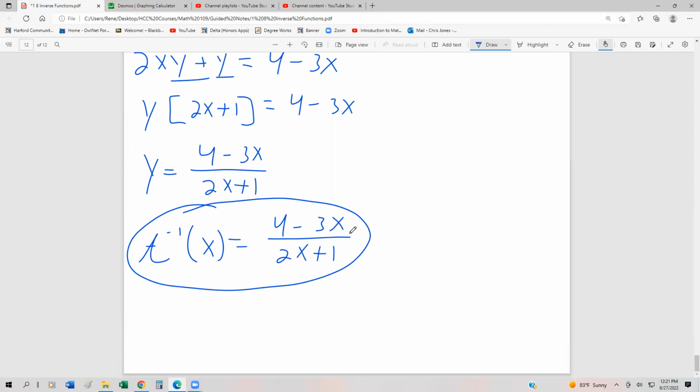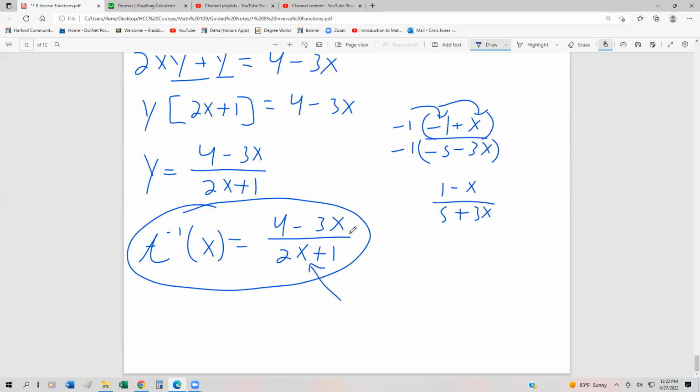This is completely unrelated, but let's say we had this expression of -1 plus x over -5 minus 3x. What we could do is multiply the top and the bottom by -1, which is completely legal, and that would give us 1 minus x on the top, and then on the bottom, that would give us 5 plus 3x. Okay, so another way to write this would be to change all of the signs, and we could write this as -4 plus 3x divided by -2x minus 1. And these two are the same function.